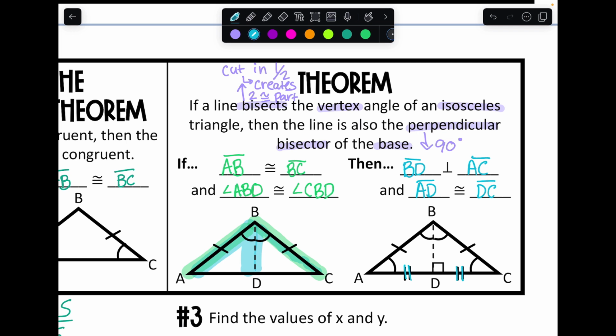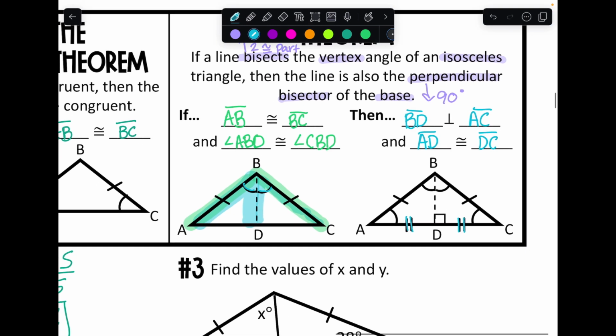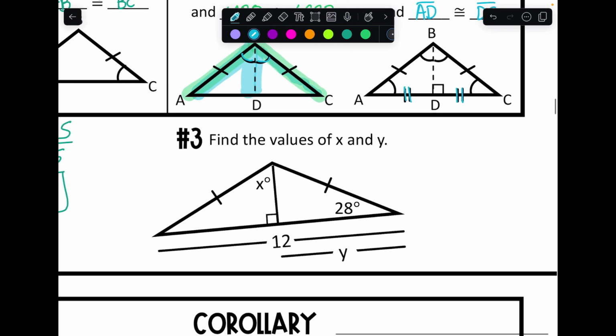So if I know that this angle at the top is being cut in half, then that's telling me that the side at the bottom has to be cut in half. This is only true in an isosceles triangle. So let's look at number 3 and let's use this to find the values of x and y. So I have an isosceles triangle. Now this one is different. This one is backwards from what the theorem that we just read was, because I know that this is isosceles, and I know it's isosceles based on these two segments right here.